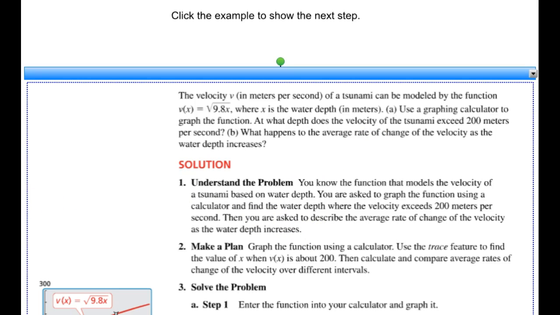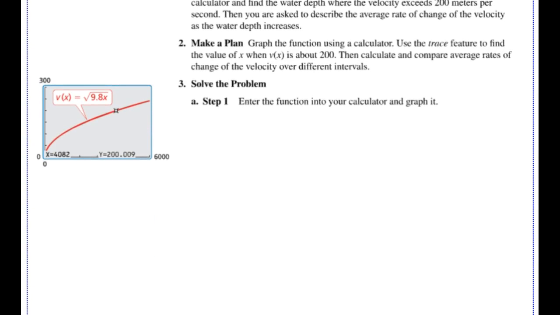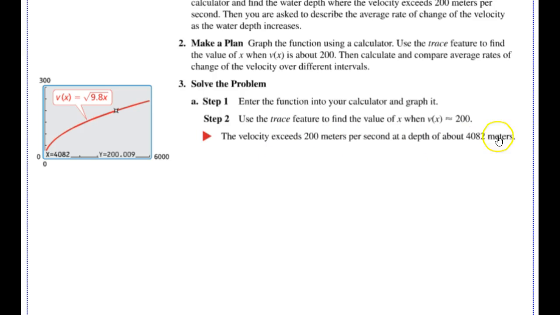So the first thing I want to do is graph my function, and here you can see it on a graphing calculator. You could certainly also use Desmos. Okay, so then we want to use either the trace feature or Desmos to figure out when my y value is 200. Right, and here you'll see I used my trace value, so I see my y is about 200. My x is 4,082. Okay, so that answers that first part of the problem.